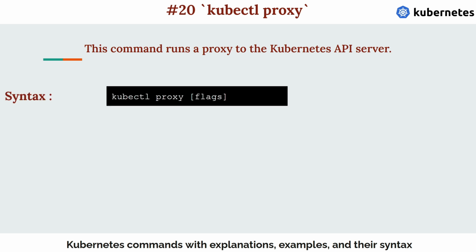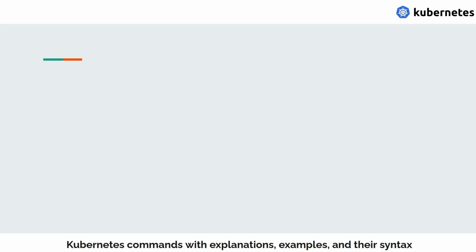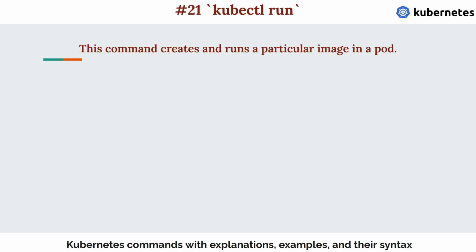Let's see the syntax. The usage of the kubectl proxy command starts with the kubectl proxy keyword and flags. This command starts a proxy to the Kubernetes API server on port 8080. Next command is kubectl run. This command creates and runs a particular image in a pod.